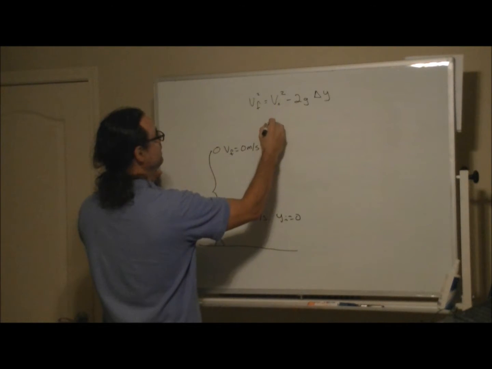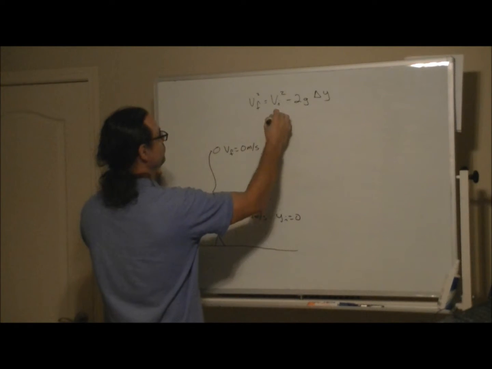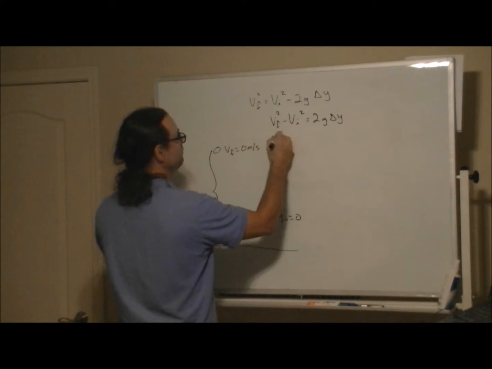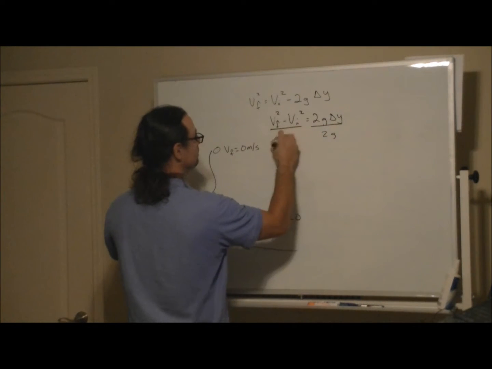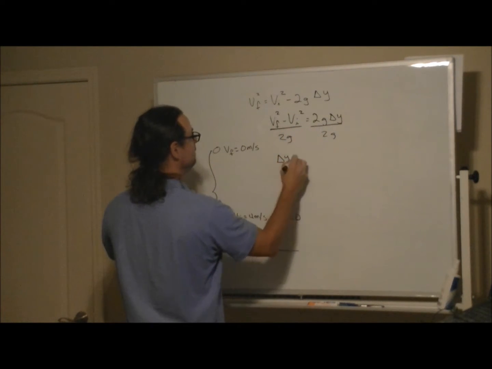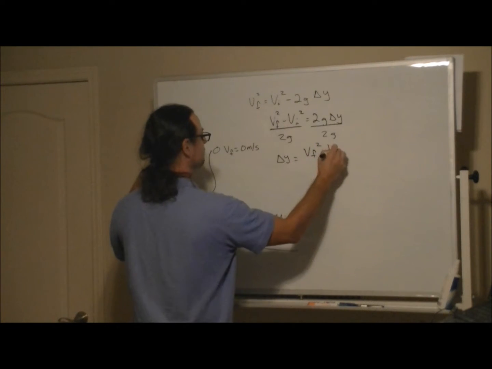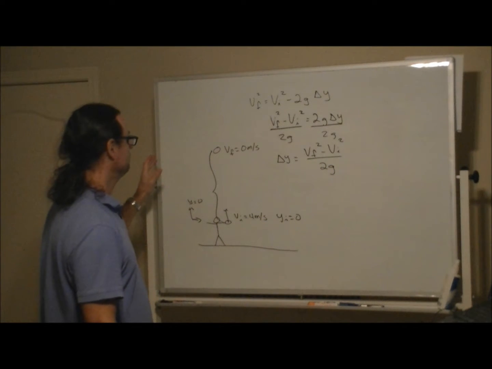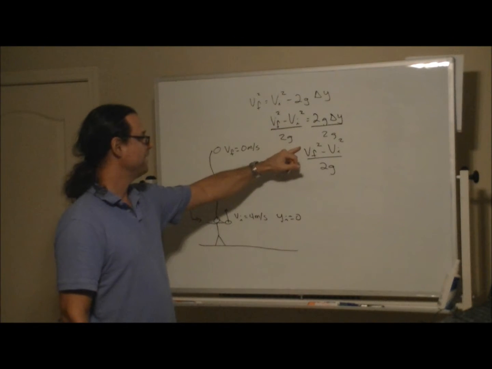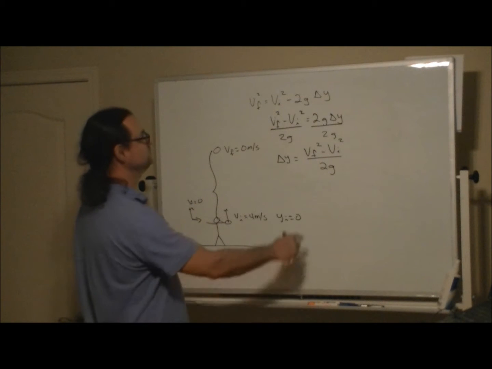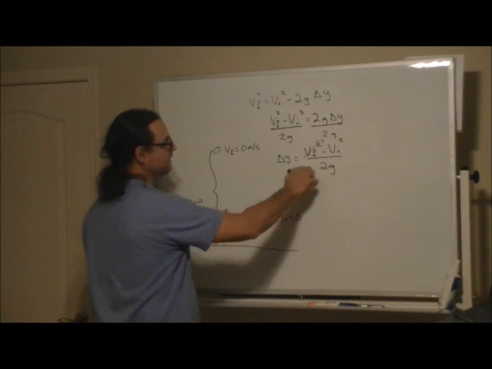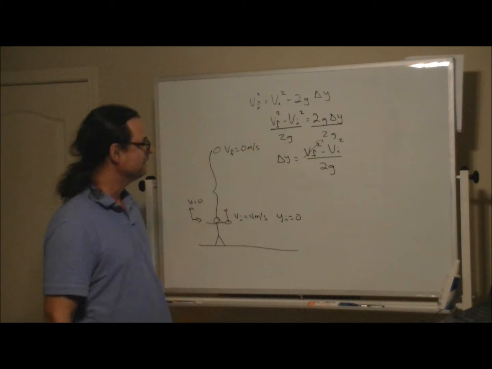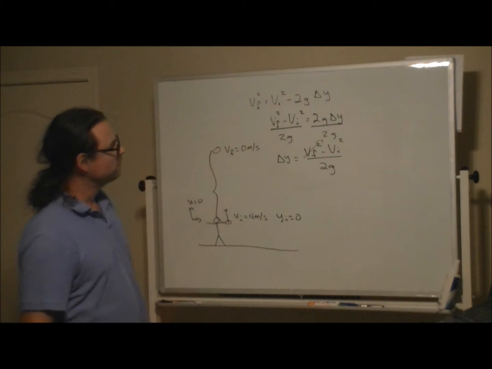Let's just do a little algebra here. V final squared minus V initial squared equals 2g delta y. Divide both sides by 2g. So here you get delta y equals V final squared minus V initial squared over 2g. And here you remember that V final is going to be 0. And you've got a minus sign running around that might not make you comfortable, but really it's just whatever the magnitude of that is on the right hand side. Okay, so this is the way to work it, leaving the time out.